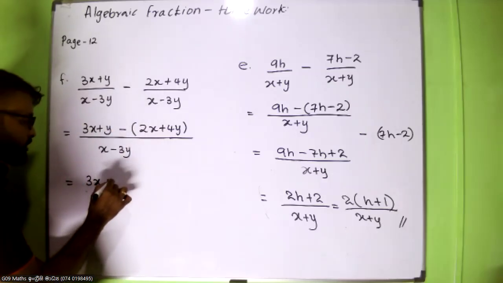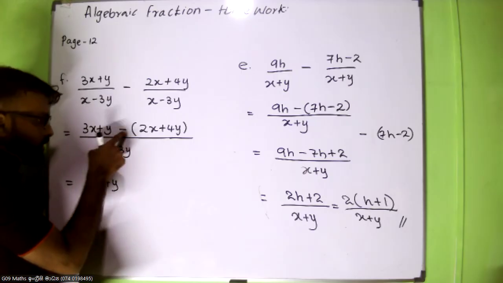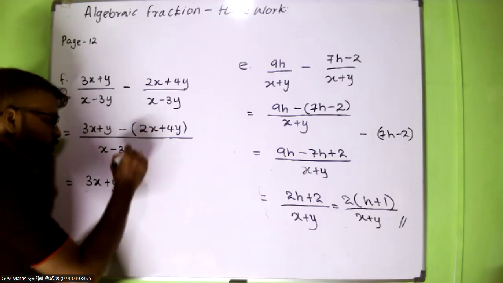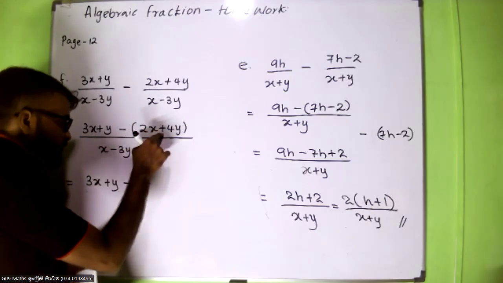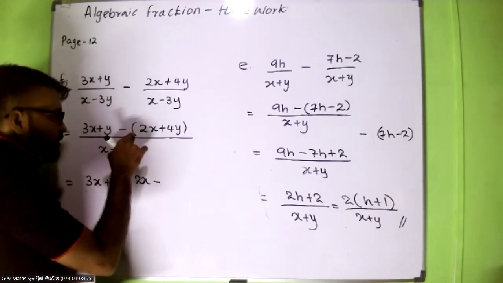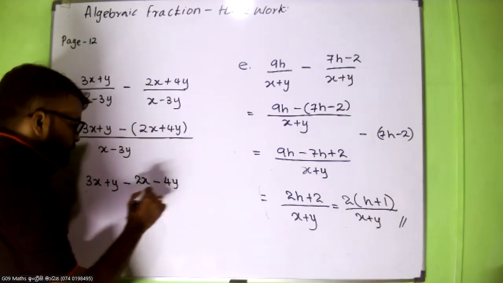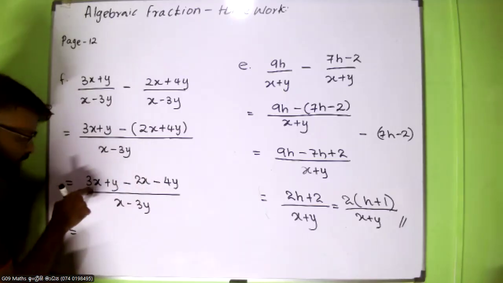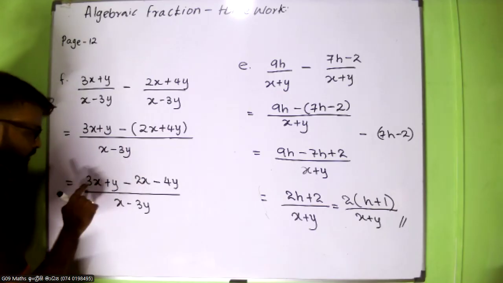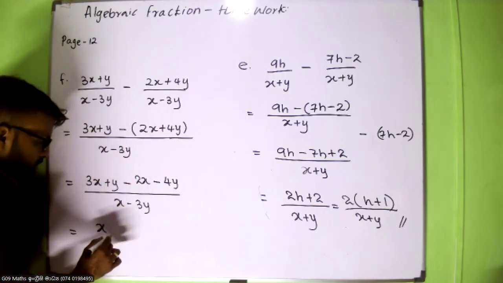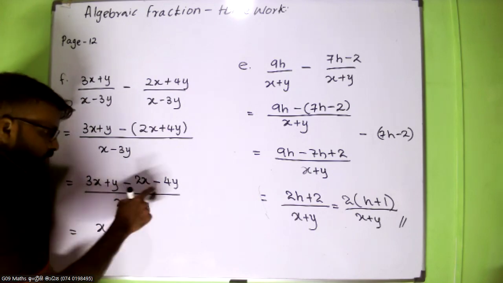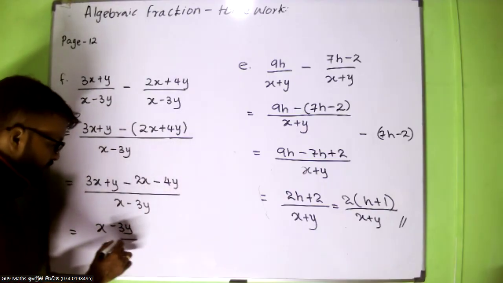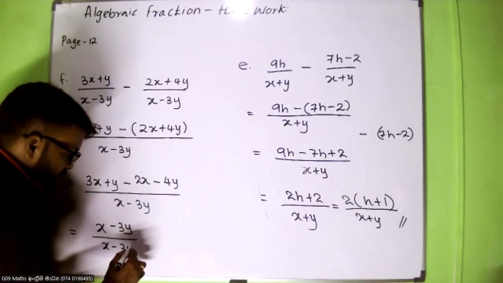Before going to further simplifications, here you have a negative sign and this is positive 2x, right? Negative into positive, negative. 1 times 2x, 2x. Negative into positive, negative, 1 times 4y, 4y, right? Divided by x minus 3y. Equal mark. Here you have 3x, here you have 2x. 3x minus 2x, x. Plus y minus 4y, it gives you x minus 3y. Very interesting, right?